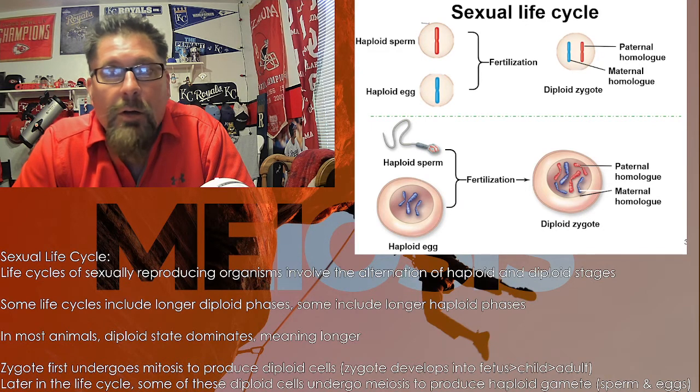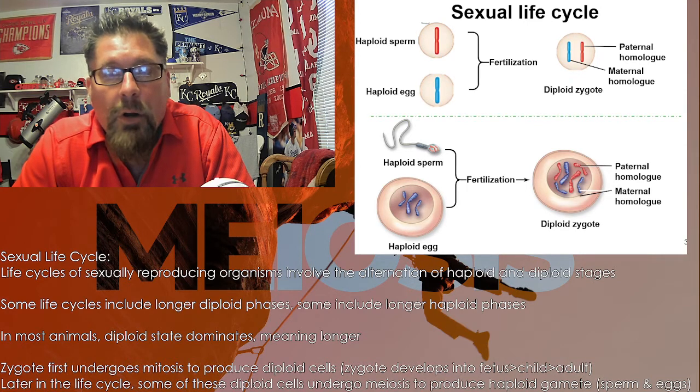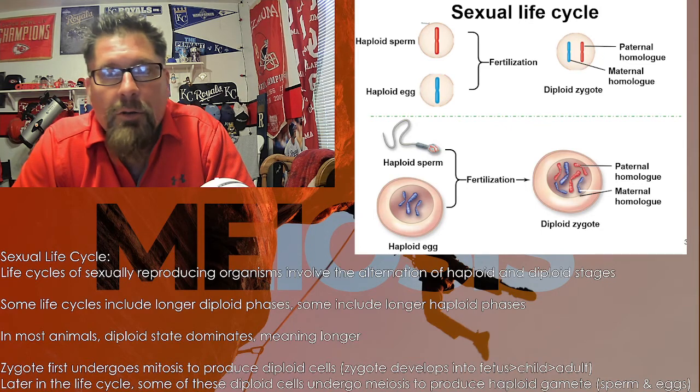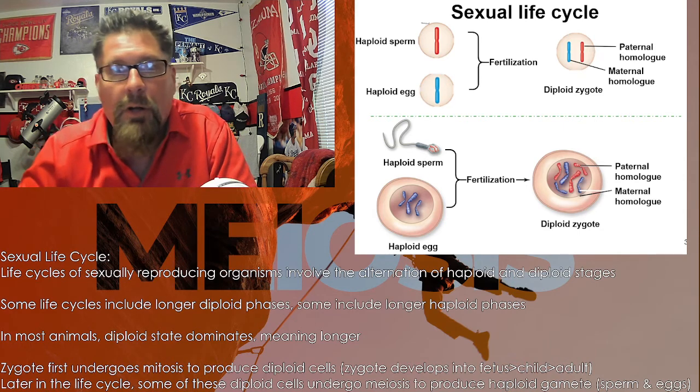life cycle. You'll have haploid dominant, where the organism spends a majority of its life cycle as a haploid organism, and you'll have a combination of the two, alternation of generations, which we'll talk about all three of those in a later video.